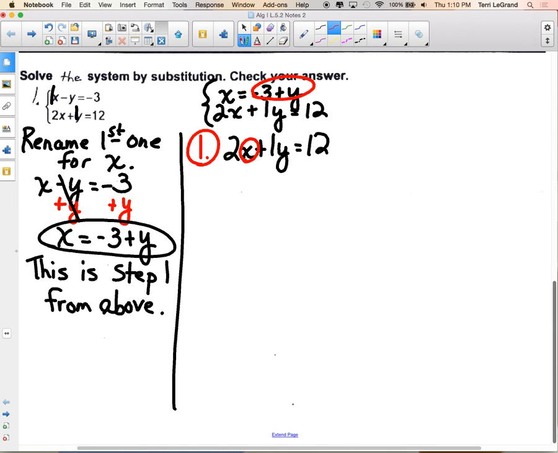So we're going to have 2 times in parentheses, very important parentheses, what we're replacing x with, and then the rest of the equation is just going to stay like it is. And we're going to solve that equation for y.